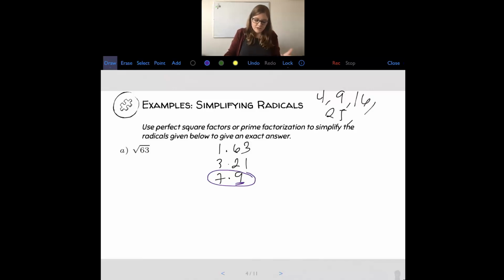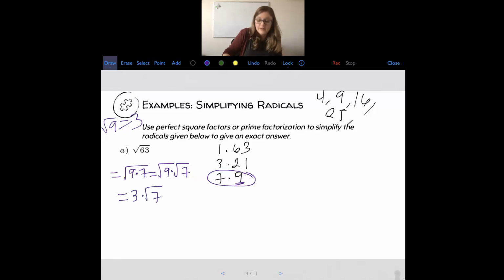Okay, so you can do this in a couple of different ways. The first is to rewrite this as the square root of 9 times 7, because 9 times 7 is 63. And then we can split this into 2, square root of 9 times square root of 7. The square root of 9 is 3, no radical symbol. So this becomes 3 times square root of 7.